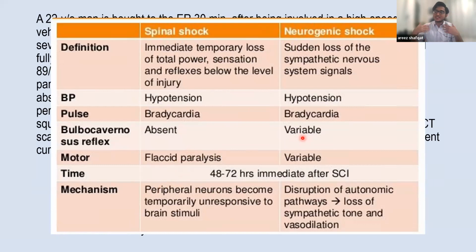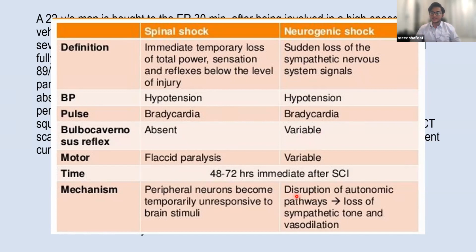Neurogenic shock is damage to the sympathetic fibers. Sympathetic fibers cause vasoconstriction. So when there's damage to the sympathetic fibers in the spinal cord, that would cause vasodilation. And so systemic vascular resistance would fall. That would drop blood pressure and the patient would go into shock, all right? Spinal shock is something different. It refers to areflexia after acute spinal cord injury.